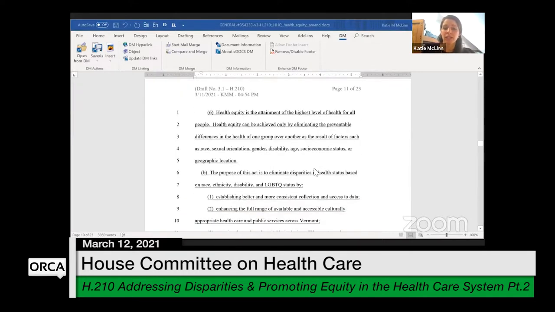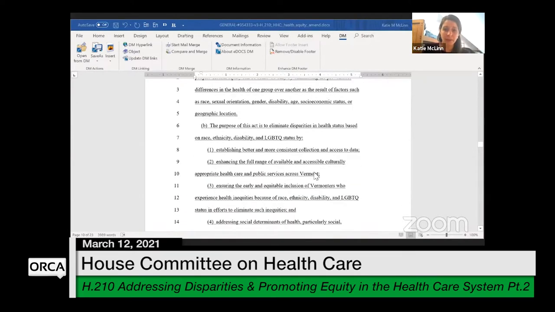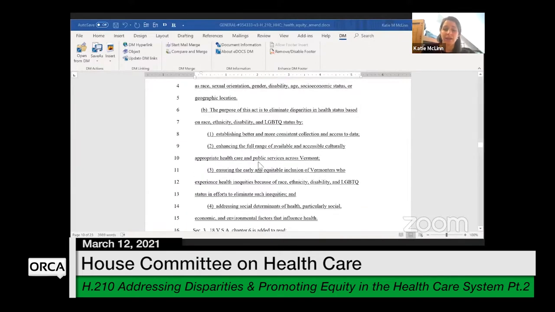And then we move on to part two of this section, which is the purpose of the act. The purpose is to eliminate disparities in health status based on race, ethnicity, disability, and LGBTQ status by, and then we have a list: first, establishing better and more consistent collection and access to data; enhancing a full range of available and accessible culturally appropriate healthcare and public services across Vermont; ensuring the early and equitable inclusion of Vermonters who experience health inequities because of race, ethnicity, disability, and LGBTQ status in efforts to eliminate such inequities. And lastly, addressing social determinants of health, particularly social, economic, and environmental factors that influence health. So those are the two parts of section two.